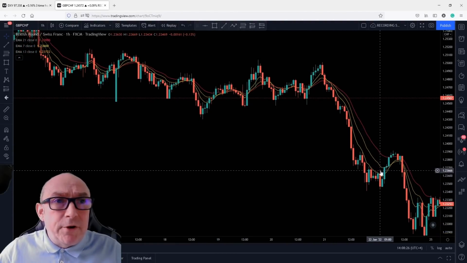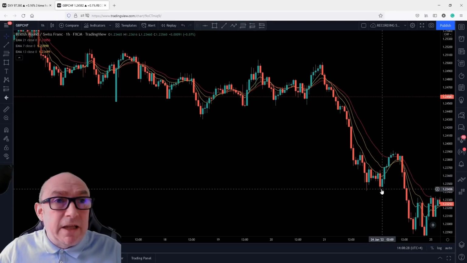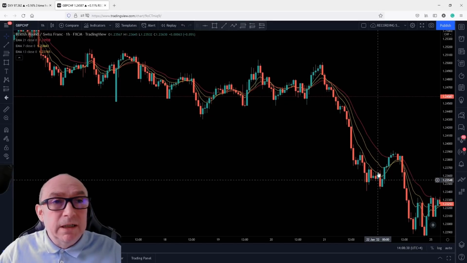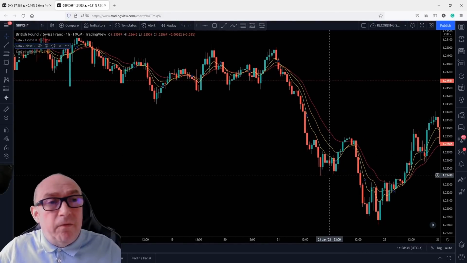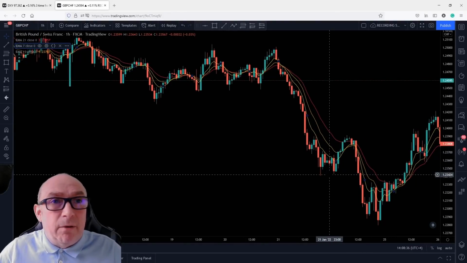Here's one, bearish engulfer. You must have got stopped out on that one. You'd have entered there. Well, you actually wouldn't have entered. It wouldn't have triggered. But that's the point of waiting for the confirmation of the break of the pattern. So you wouldn't have entered that one.